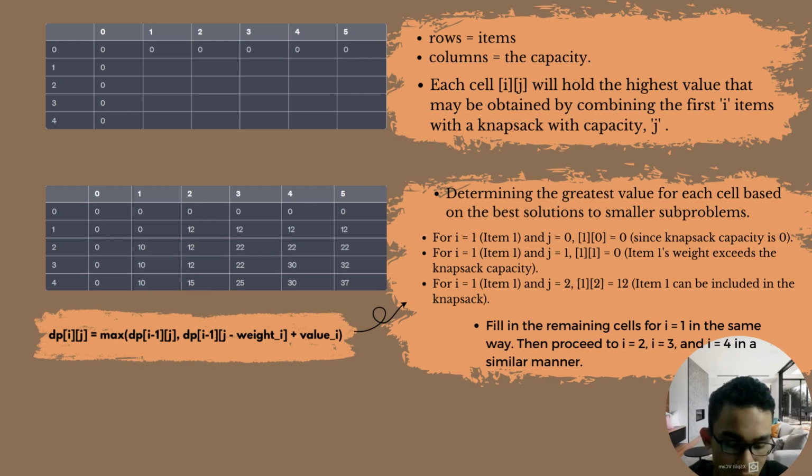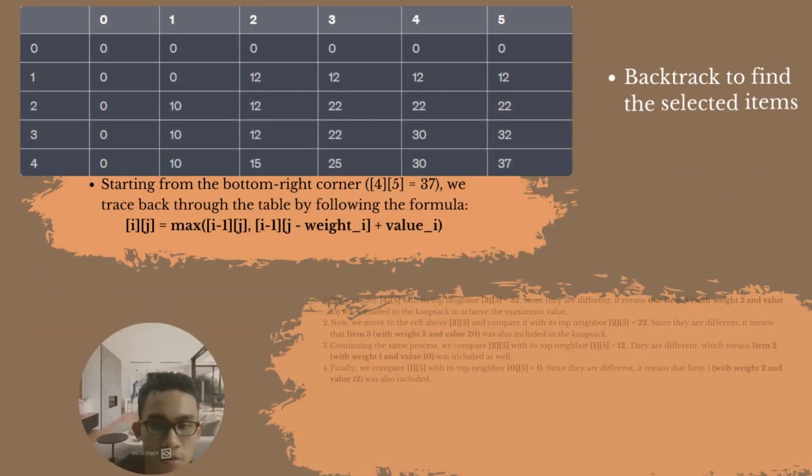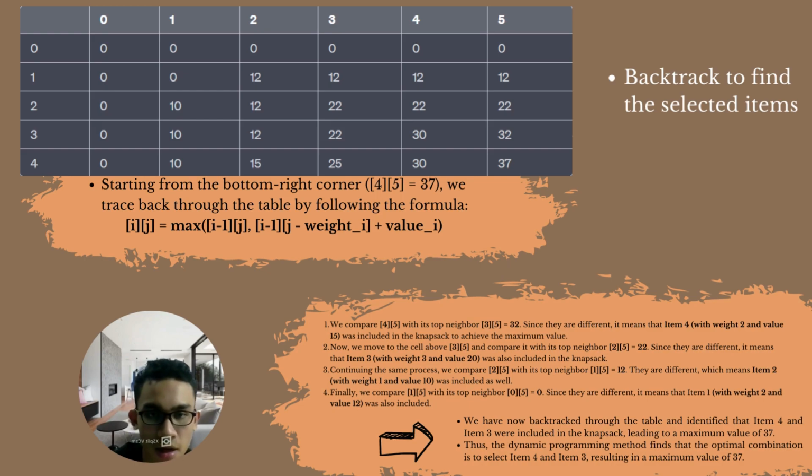So the remaining part is to fill the remaining cells for I equals 1 in the same way, then proceed to I equals 2, I equals 3 and I equals 4 in a similar manner, repeating the steps until we find the best solution among the sub-problems that match the knapsack capacity. The last step of dynamic programming is backtracking. As stated, backtracking is used to find the selected items.